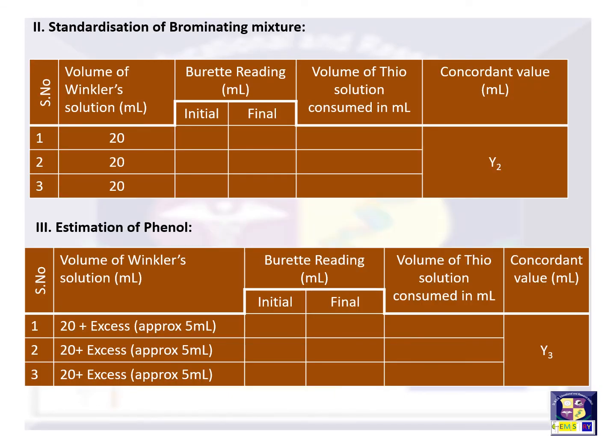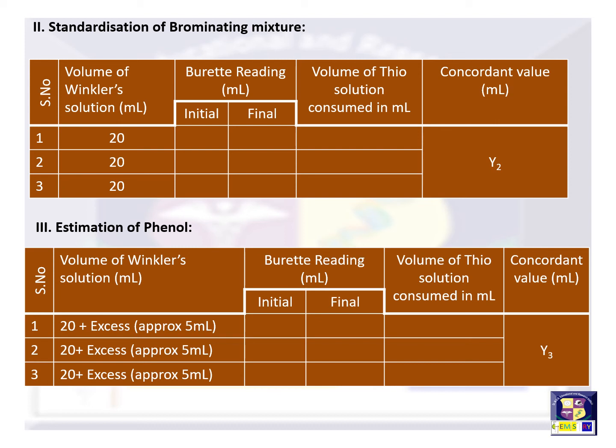In this slide we are seeing two more tabular columns with respect to the bromate mixture. The first one is the standardization of the brominating mixture, that is the potassium bromide and bromate, where we are taking 20 ml of the Winkler solution and titrating with the sodium thiosulfate solution. So the volume of sodium thiosulfate solution consumed for the 20 ml of bromate mixture can be known, and from this the volume of sodium thiosulfate solution consumed for 1 ml of bromate mixture can also be found out.